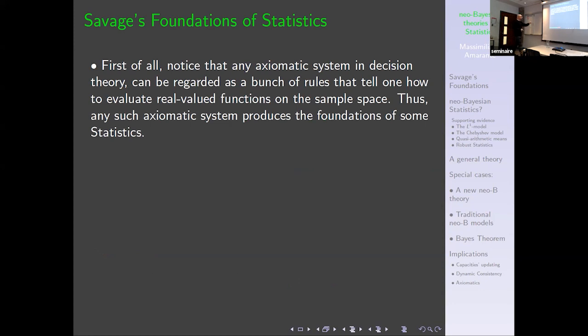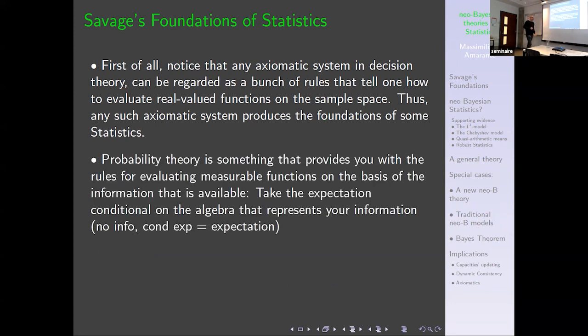How does this go? Okay, essentially we've already seen that any axiomatic system in decision theory is a way of evaluating functions on a space. If we take that space as the sample space, when you make this evaluation, depending on the information that is available, this is going to produce some sort of statistical problem. Probability theory does provide you with rules for evaluating measurable functions on a space, in particular the sample space, on the basis of the information that is available.